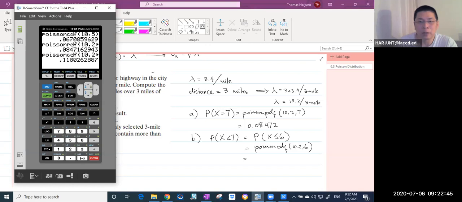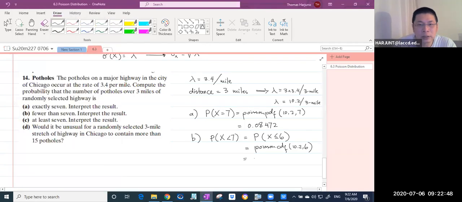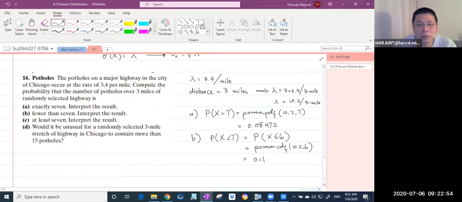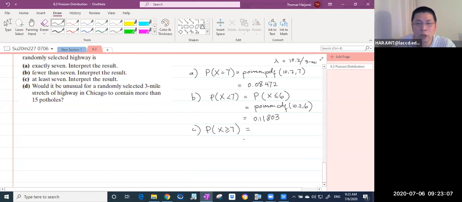Let me write this down first. This is 0.11803. Now what about part C? The probability of at least 7. Now we cannot use Poisson CDF right away for this. I need to do some adjustment first.